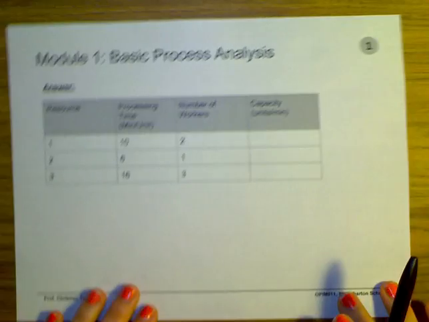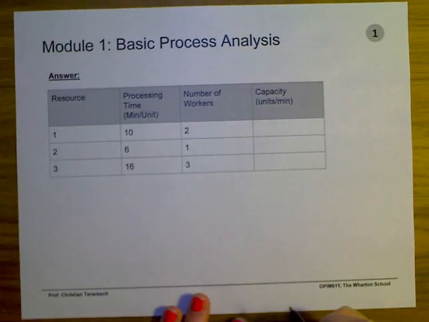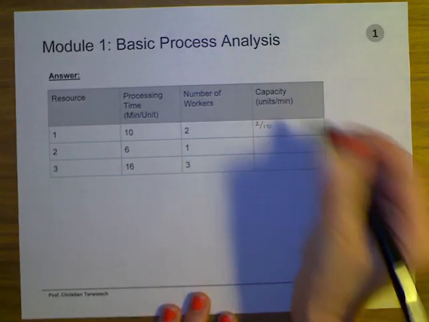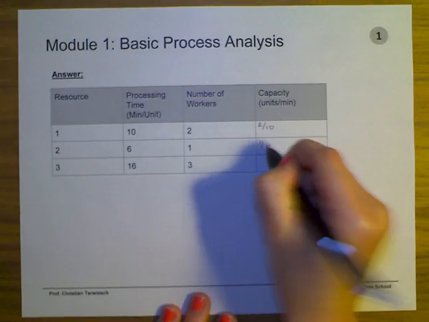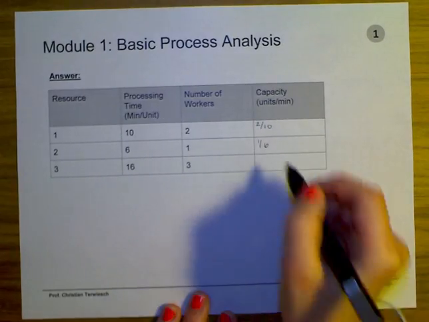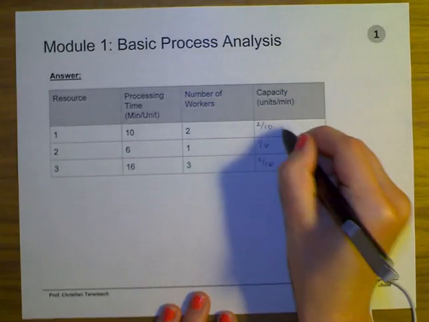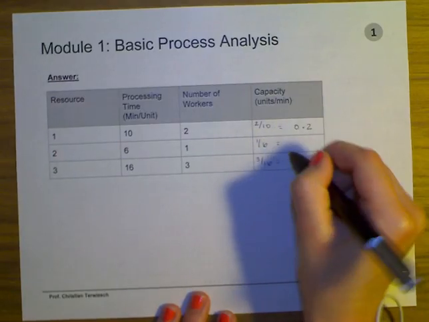So to start off solving this problem, we want to compute the capacity of each resource. And to get that, we are going to take the number of workers at each resource over the processing time. So it's 2 over 10 for resource 1, 1 over 6 for resource 2, and 3 over 16 for resource 3. And those equate to the following.